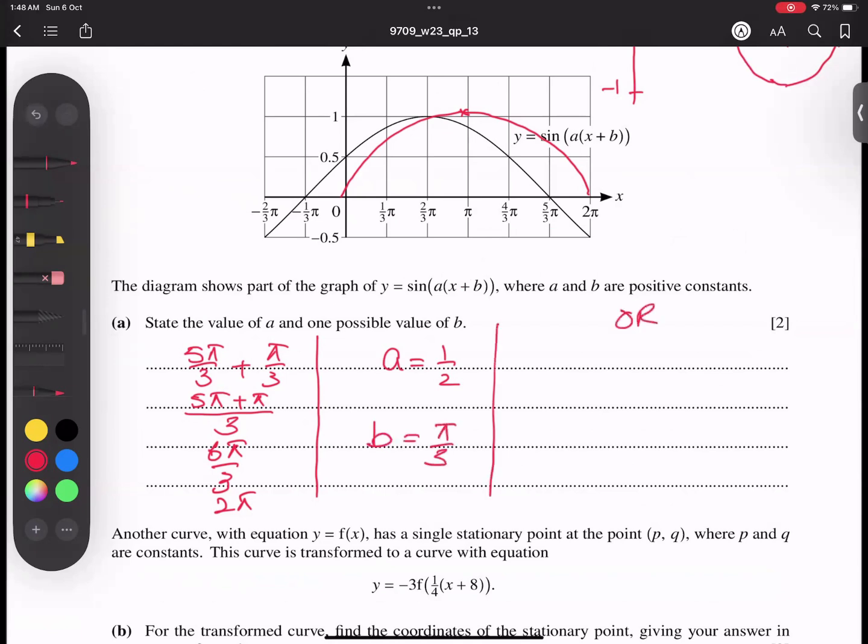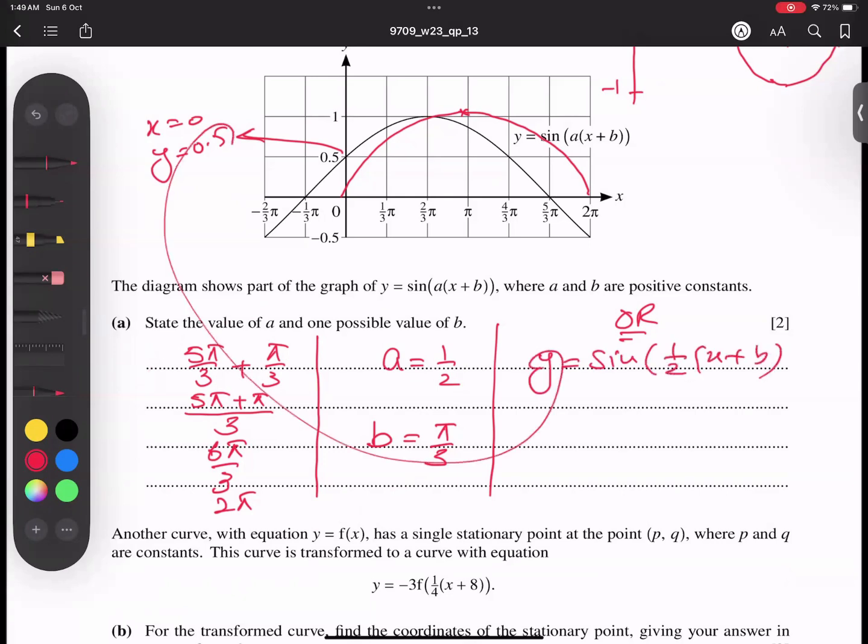Second method, if you want to find this pi, because this point lies on it. And what is the coordinate here? X is 0, Y is 0.5. Although he said state, stating means directly answer, but we can work it out even if we get full marks for not, no problem there. So y is equal to sine of half x plus b. I can plug in 0.5 here and 0 here. So 0.5 equals sine of half times 0 plus b.